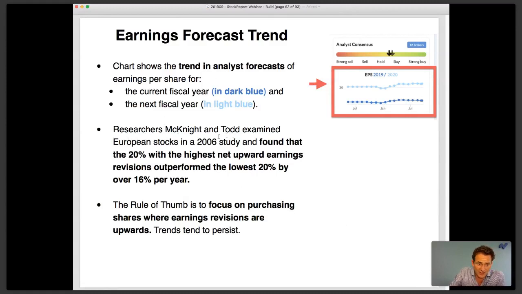Researchers McKnight and Todd looked at European stocks in 2006, and they found that the 20% of stocks with the highest net upward revisions in earnings outperformed the lowest 20% by 16% a year. Again, it's about having that tailwind behind you. You want the brokers to be ratcheting up their earnings.